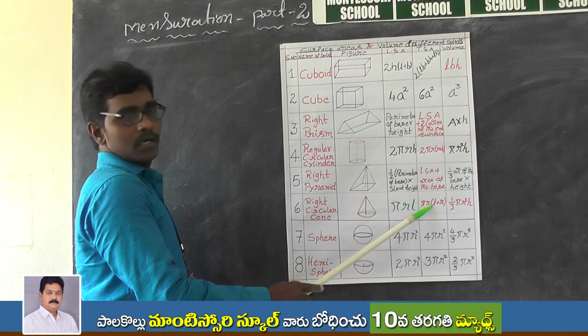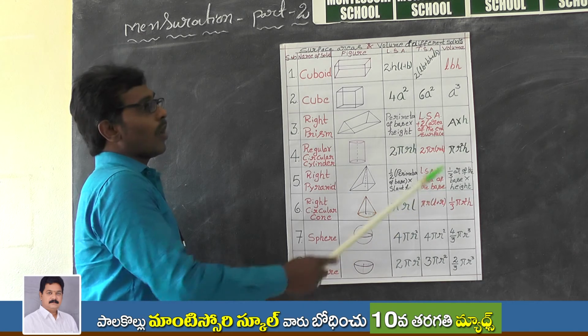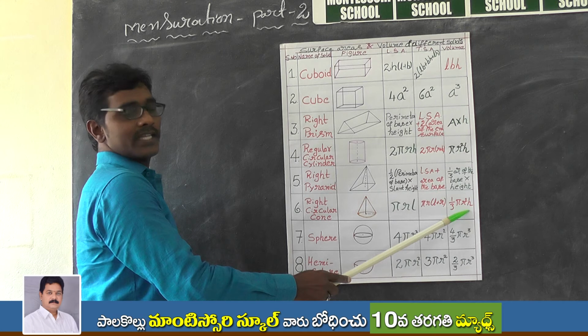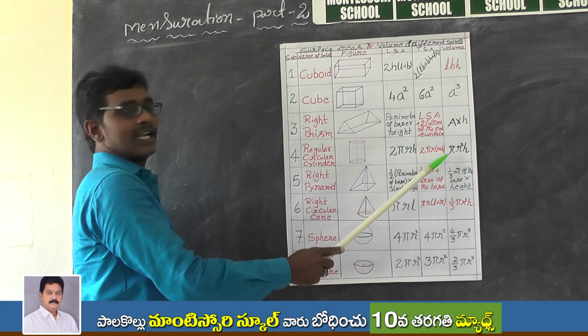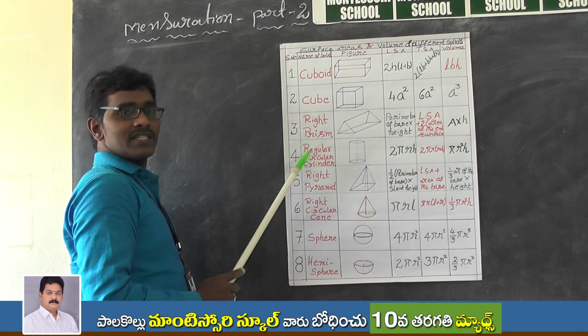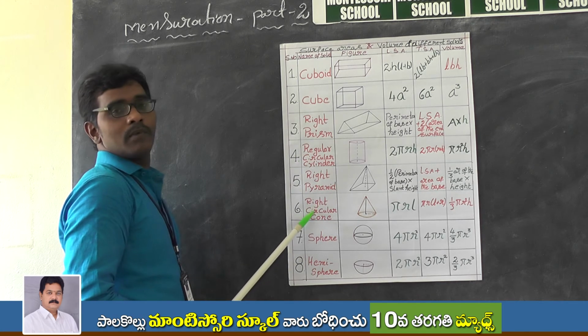Pi R of L plus R. What is the volume of the right circular cone? 1/3 pi R square H. It is one third of that cylinder. So one third of the volume of the cylinder equals the volume of the cone.